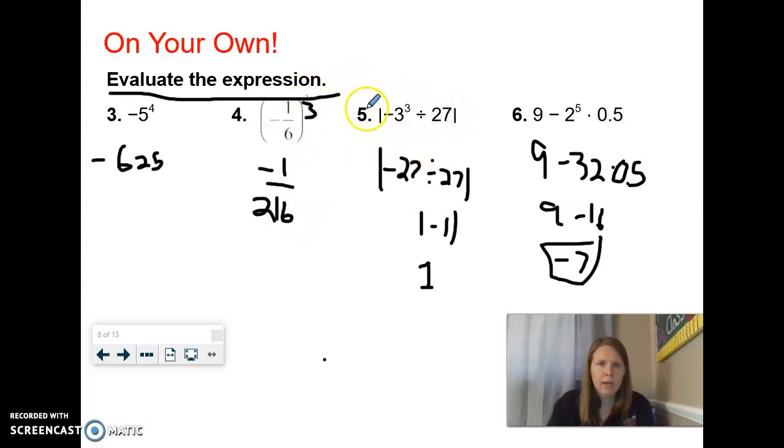Number 5, you've got absolute value bars. So once you find negative 3 to the third, it's negative 27. Negative 27 divided by 27 is negative 1. Remember, those absolute value bars mean anything that's negative comes out positive, so your answer is just a positive 1. And the last one, using your order of operations, you find out that 2 to the 5th is 32. You need to do this multiplication first, which is ultimately just dividing by 2. So you get 16. So you take 9 minus 16, you get an answer of negative 7.